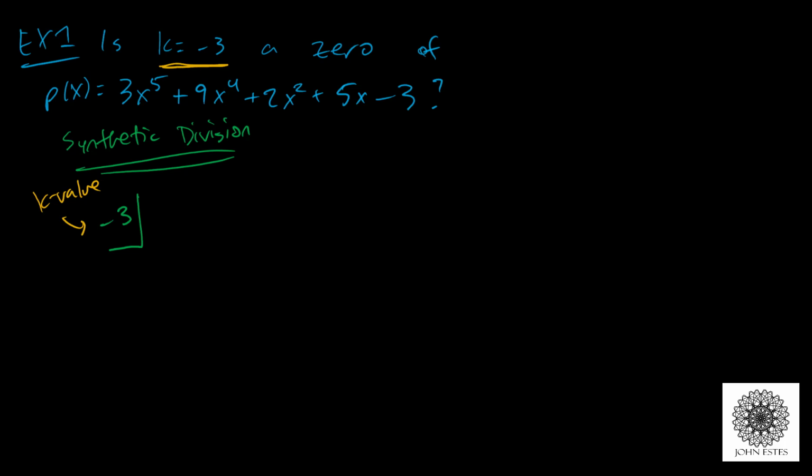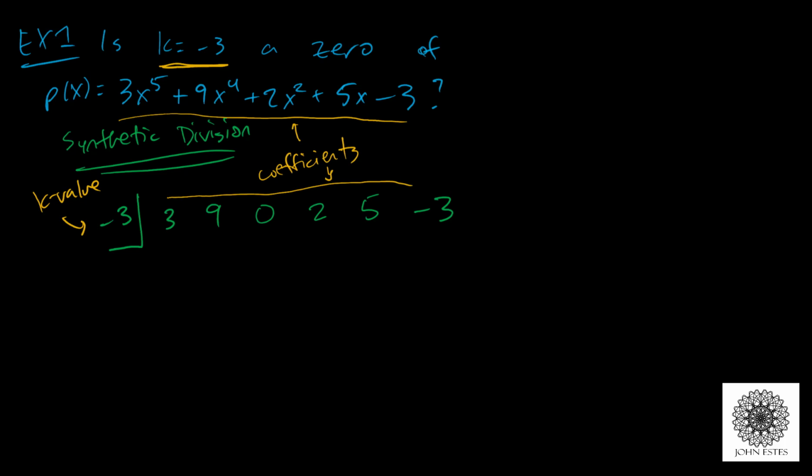Now across the top here, I'm going to write the coefficients of my polynomial. So that's 3x to the 5th, 9x to the 4th, 0x cubed, 2x squared, 5x, and a -3. Again, remember, those are my coefficients. And you do need to keep up with, for example, the 0x cubed here.